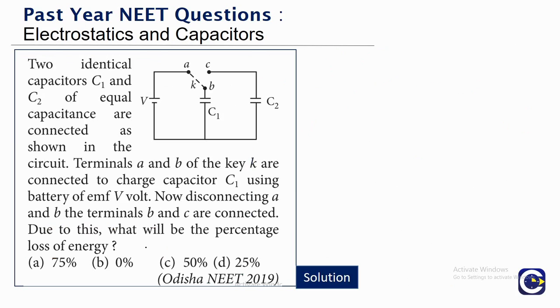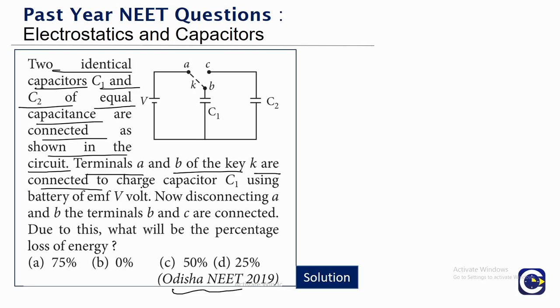Next we have a question that came in the Odisha paper 2019. This is based on capacitors. Two identical capacitors C1 and C2 have equal capacitance, which means both of them have equal capacitance, and are connected as shown in the figure. So there is a circuit given. Terminals A and B of the key are connected to the network like this to charge the capacitor C1 using a battery of EMF V volt.